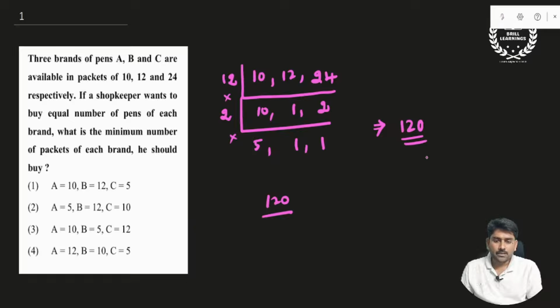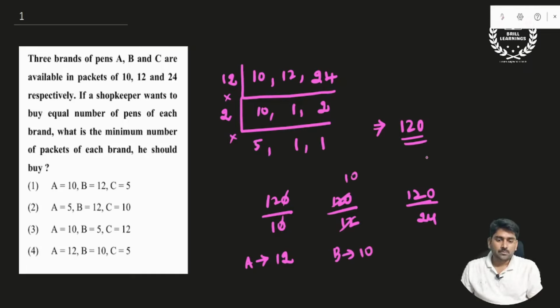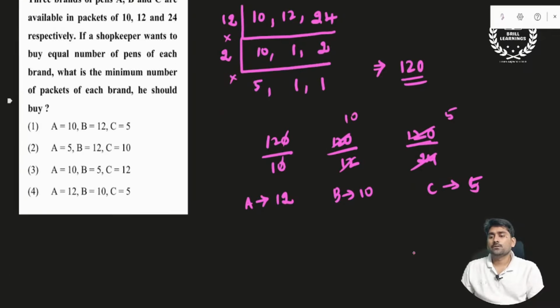So 120 by 10, this is A type, 120 by 12, this is B type, and 120 by 24, this is C type. So cancel it. So A type should be 12 packets, 10 times. So B type should be 10 packets and C type 5 times. So C type should be 5 packets. This is our answer. Let's move on to the next question.